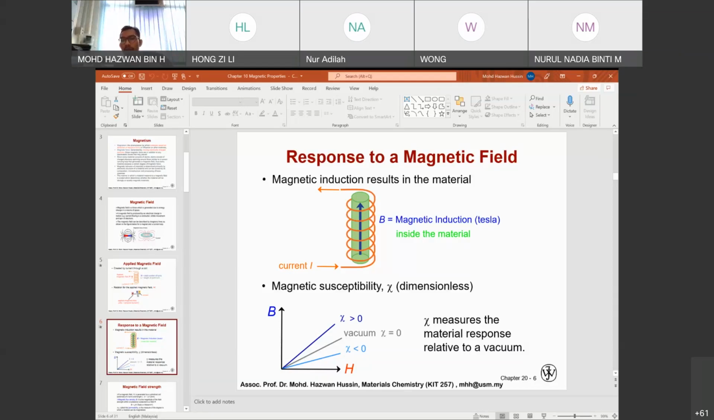And we also have a so-called magnetic susceptibility. Magnetic susceptibility actually measures the material response relative to a vacuum. So you can have a phenomenon where the magnetic susceptibility is equal to 0 if it is in vacuum. And you can also have magnetic susceptibility that is lower than 0 and higher than 0. All this is going to be related to the types of magnets that we are going to look at in the next subchapter.